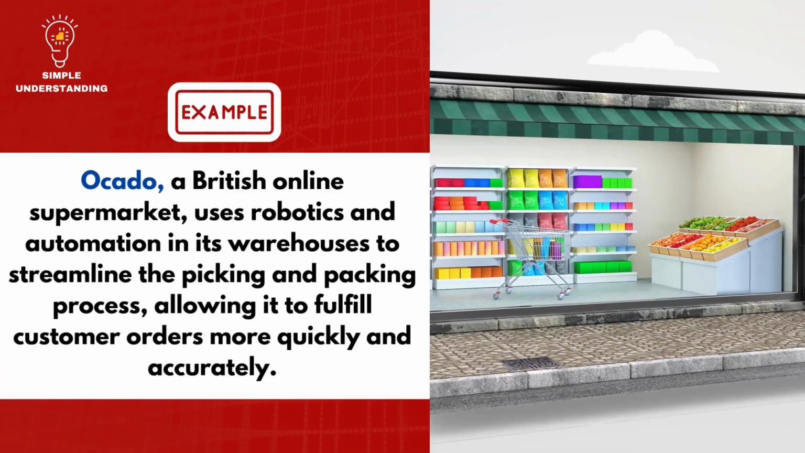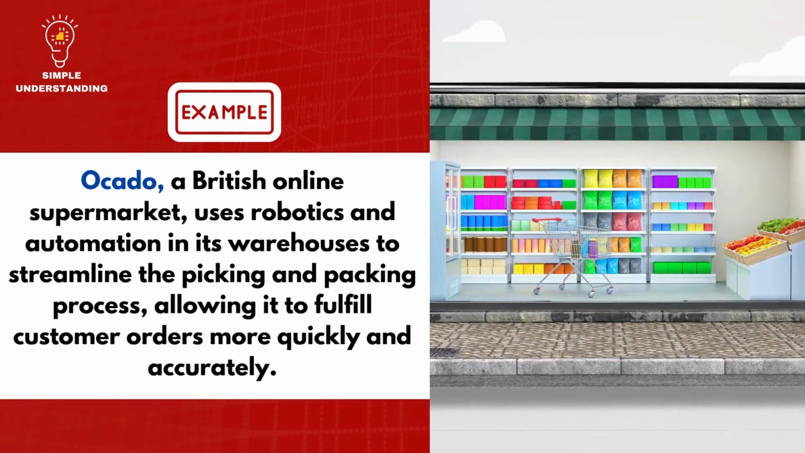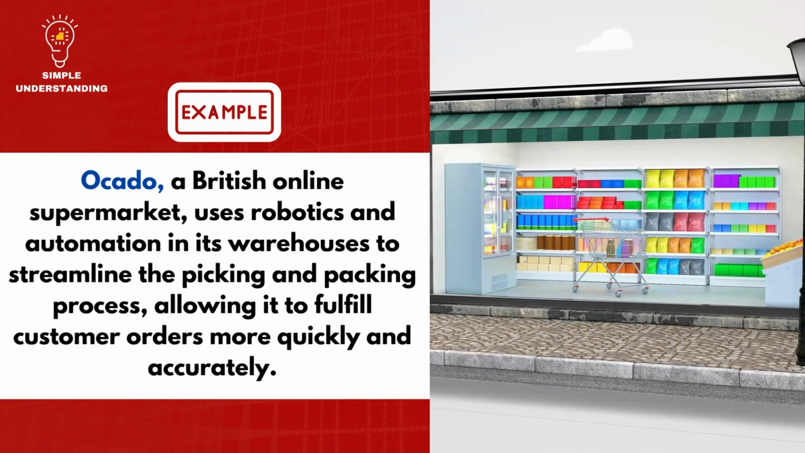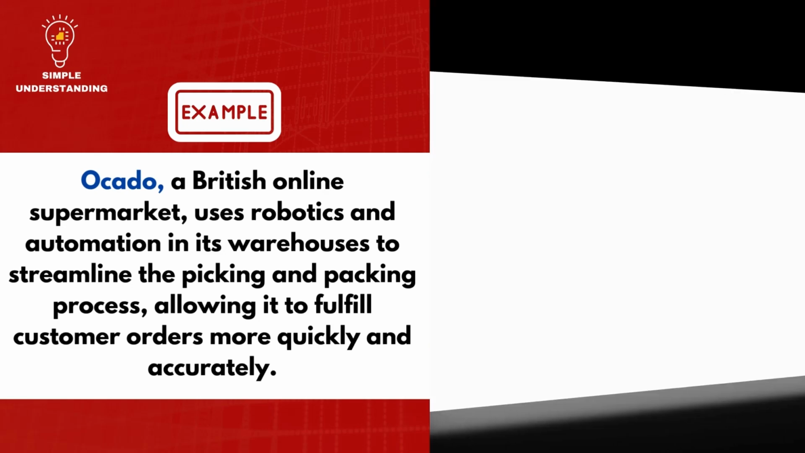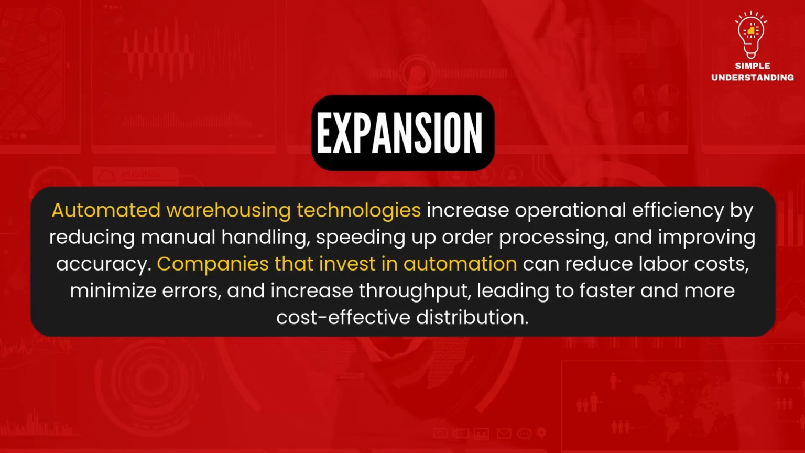Real company example. Ocado, a British online supermarket, uses robotics and automation in its warehouses to streamline the picking and packing process, allowing it to fulfill customer orders more quickly and accurately. Expansion. Automated warehousing technologies increase operational efficiency by reducing manual handling, speeding up order processing, and improving accuracy.